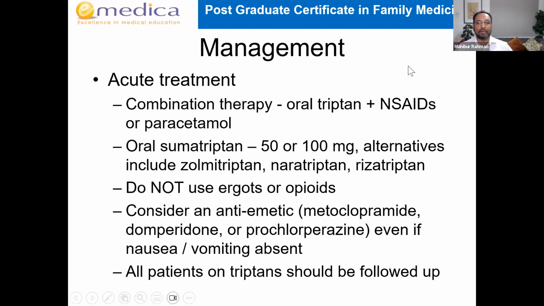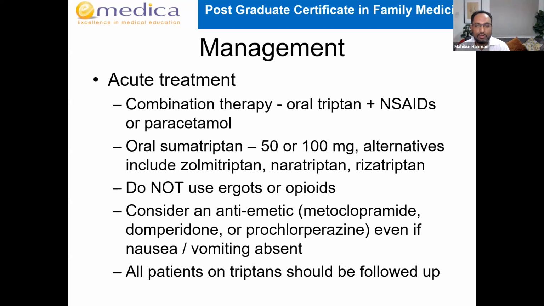So in terms of management, the latest guidelines from NICE for adults recommend combination therapy as first line because it's more effective. And the cornerstone of the combination therapy is an oral triptan. You can add to that either an NSAID, like ibuprofen, diclofenac, that kind of thing, or paracetamol. But the heart is a triptan.